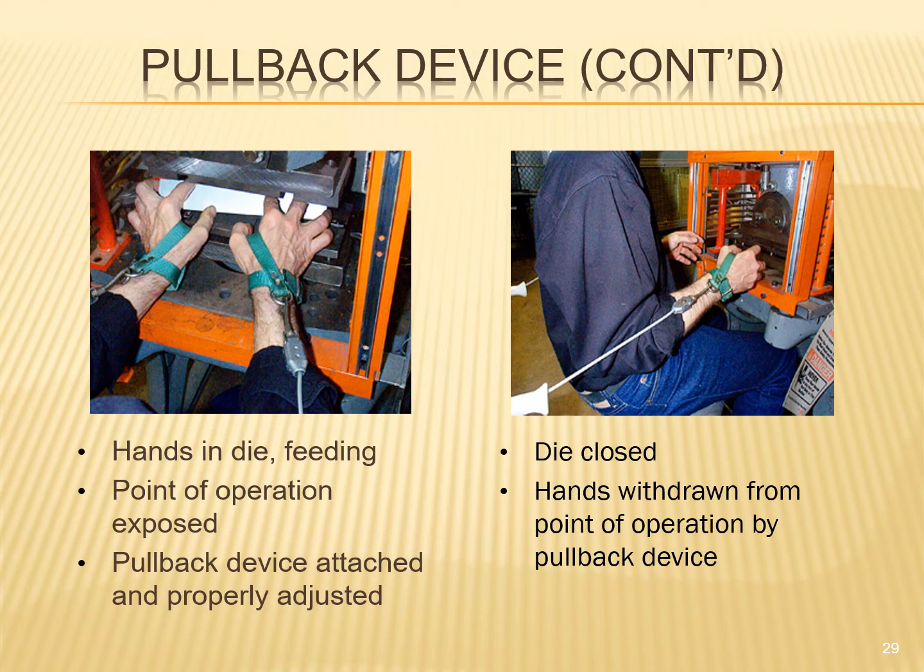Pullback device continued: hands in die, feeding, point of operation exposed, pullback device attached and properly adjusted; die closed, hands withdrawn from the point of operation by the pullback device. So the pullback device is on, putting the product or part in. Once it cycles down, these pull the operator's hands out of the point of operation to protect them.